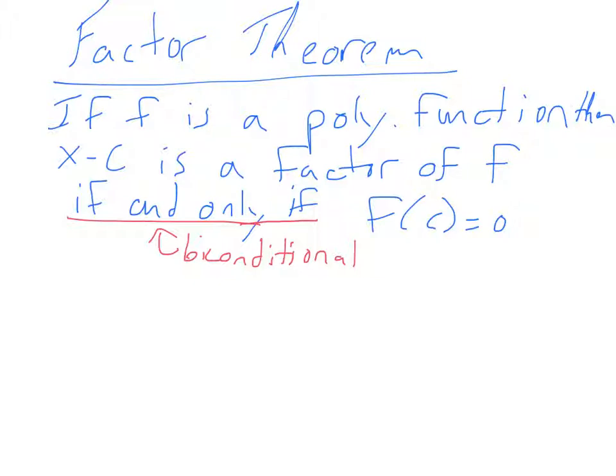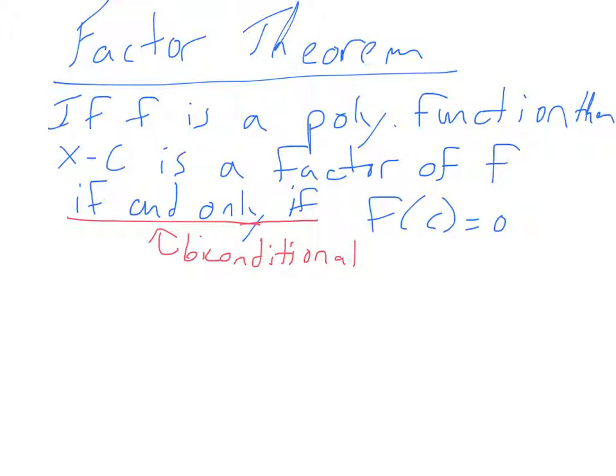If and only if indicates that it's a biconditional statement, which means that you can read it in either direction. So if f of c equals 0, it follows also that x minus c must be a factor. If x minus c is a factor, it's true that f of c has to be 0. So you can go in either direction. If you know that x minus c is a factor, then you can conclude that f of c is equal to 0.